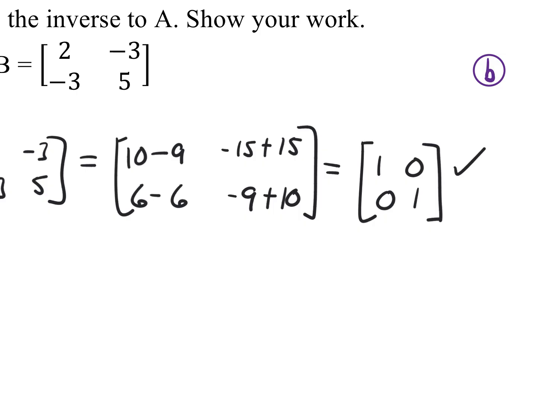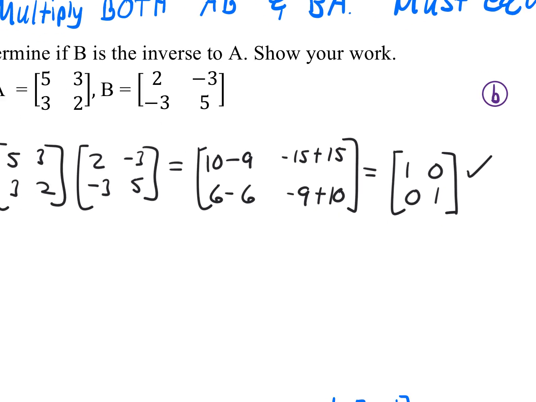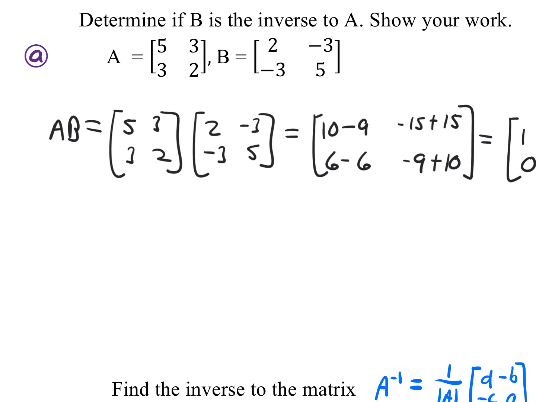So we showed it this way. Now we want to show it the other way. So now I want to do B times A. I would definitely rewrite it with B times A just because if you're just using what they give you up here, you might confuse yourself with the row and the column. So just rewrite it.